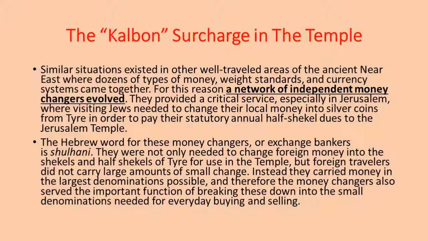They were not only needed to change foreign money into the shekels and half shekels of Tyre for use of the temple, but foreign travelers did not carry large amounts of small change. Instead, they carried money in the largest denominations possible. And therefore, the money changers always served the important function of breaking these down into small denominations.